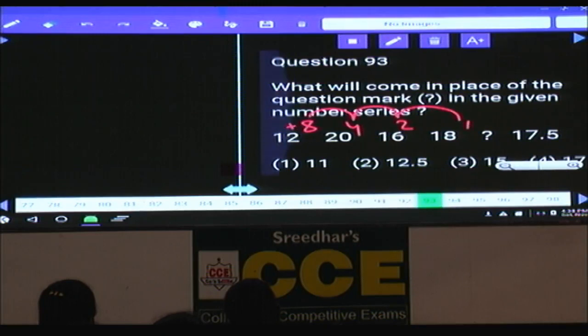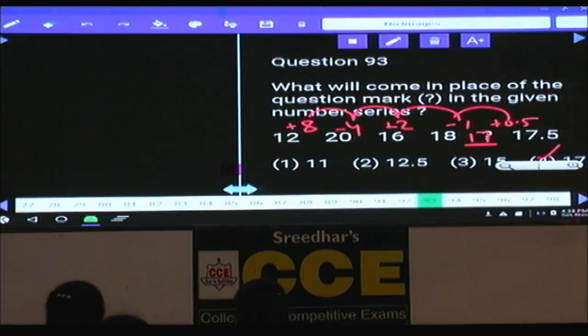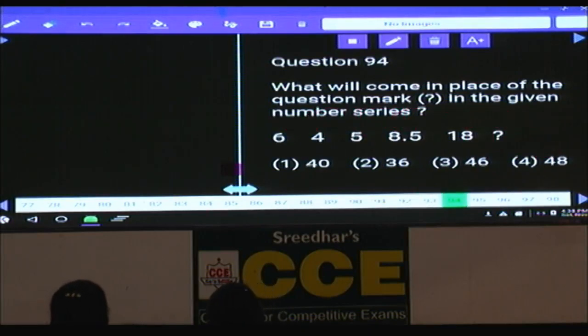Now here plus, here minus, plus, next one is minus. It is 17. As it is 17, next one 1 divided by 2, that is 0.5 should be added. 17 plus 0.5, 17.5. Sorry, 17. 17 is the missing number here, choice 4. 93 choice 4. Then coming to 94, 6, 4, 5, 18.